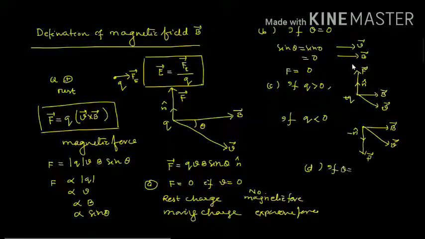And if theta equals 90 degrees, sine 90 degrees is equal to 1. So the maximum force is Fm equal to mod q v B. That means the charged particle experiences the greatest force when it moves in a direction perpendicular to the field direction.